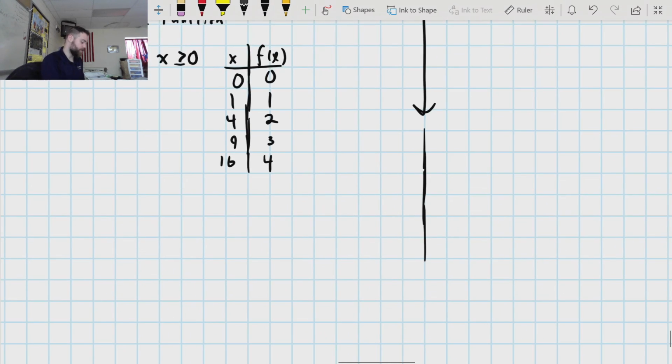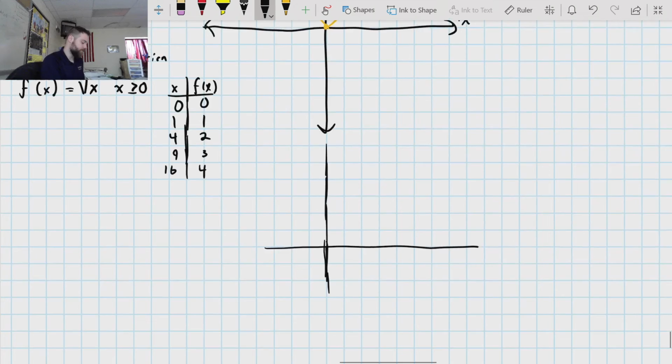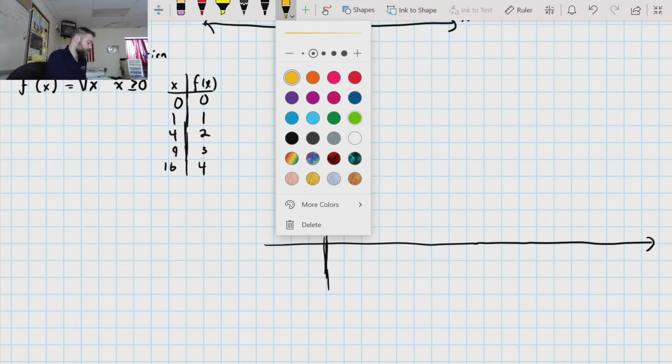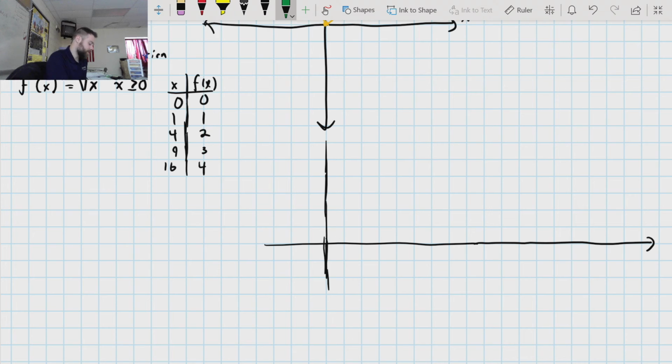So if I start to draw this graph, I'm going to need a longer axis. So kind of going with the convention, red, orange, yellow, green is next. And so I get the points (0, 0), (1, 1), (4, 2), (9, 3), and (16, 4). And so that's enough to kind of see what the function looks like.